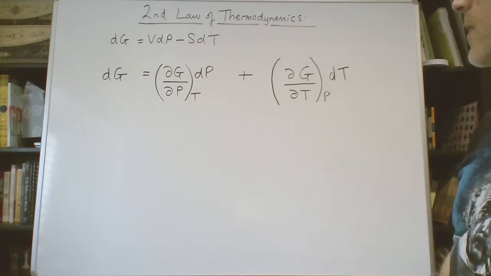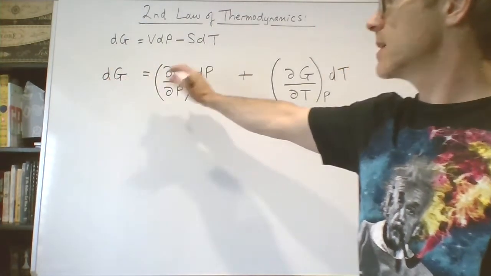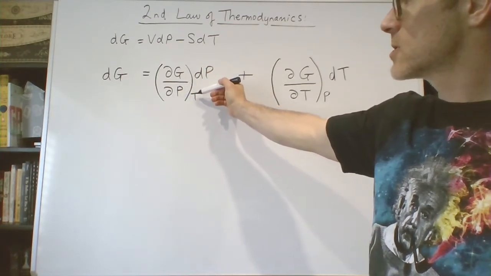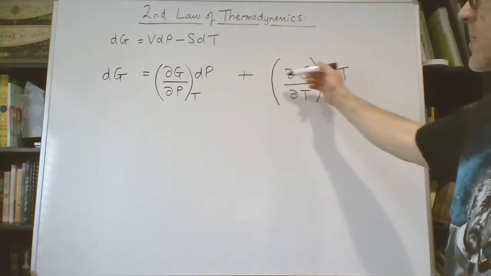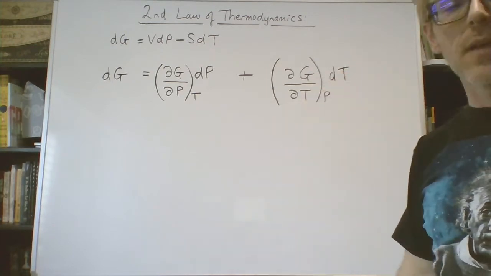So now we have a real expression. We're looking at Gibbs free energy. It's pressure dependent. Let's not change the temperature while we look at the pressure dependency. And it's also temperature dependent. Let's not vary the pressure while we look at the temperature dependency.